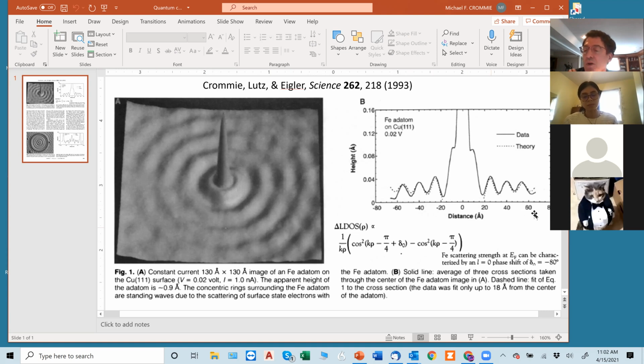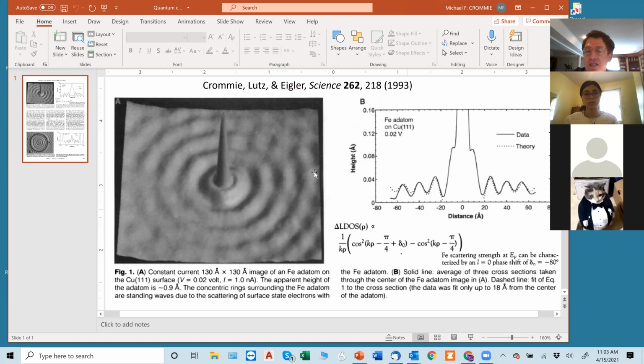Now let's take that formula that we just derived a minute ago and fit it to this data, and that's the dashed line. And here's the formula right here in the paper. See it? Cosine squared of k rho plus delta naught. And you fit it, and you can even see in the caption, delta naught is minus 80 degrees. That's a negative phase shift, which means that it's repulsive. So the atom pushed out the electrons and caused a phase shift of 80 degrees. And that's why it looks like that, and we're able to take a picture of it.